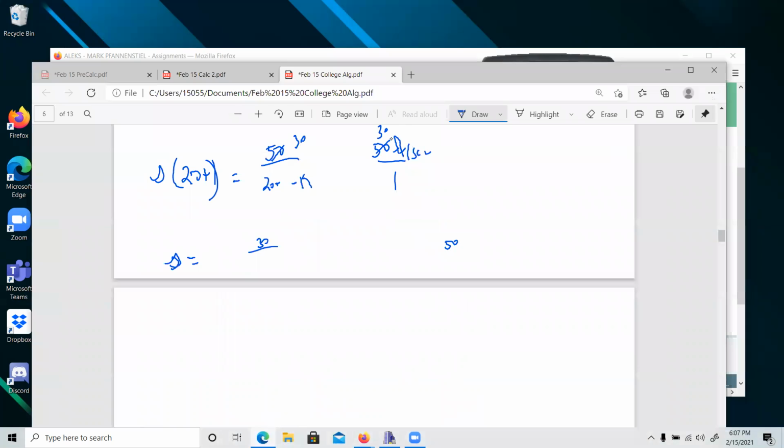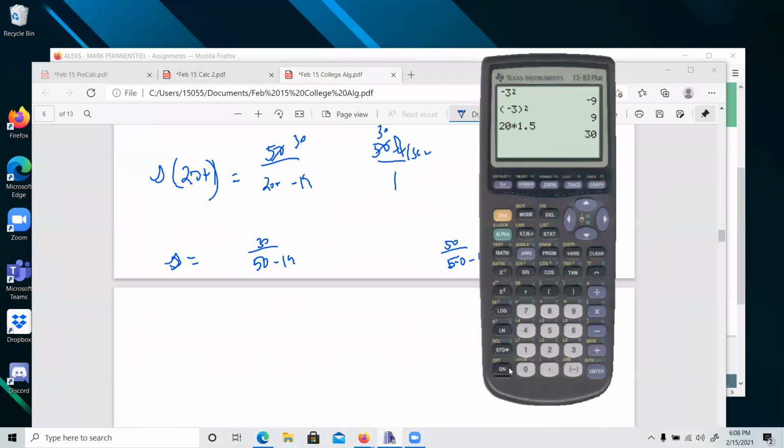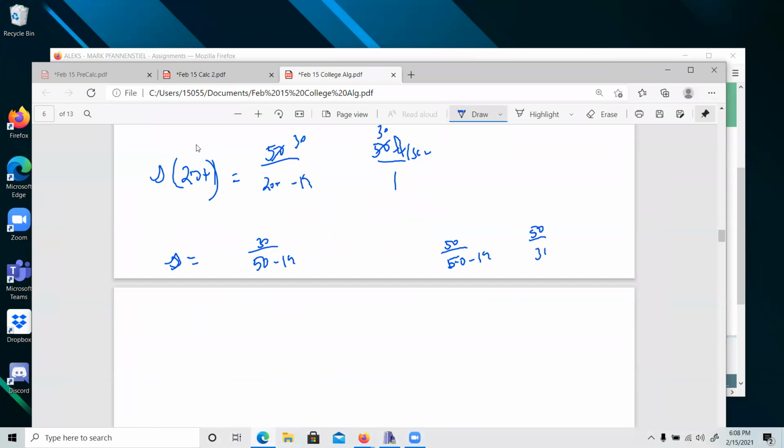Okay, so we have 50 minus 19. What's 50 minus 19? I'm going to be terribly lazy today. This is awful. 50 minus 19 is 31. So this is going to be 50 over 31, and this is going to be 30 over 31.